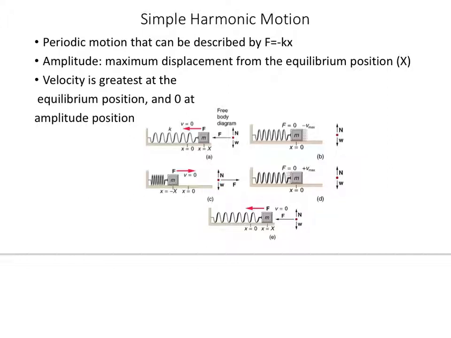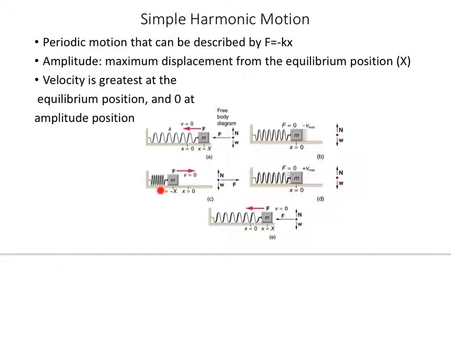Okay, now the object continues to move to the left here. Now it is at the equilibrium position. At that point, the force is 0, because x here is 0, and its velocity is maximum. It's negative Vmax because it's moving to the left.